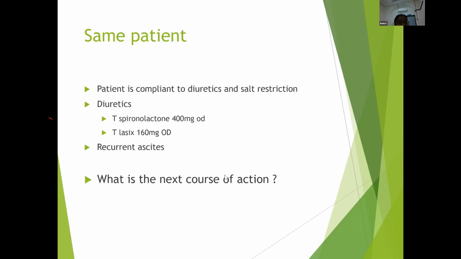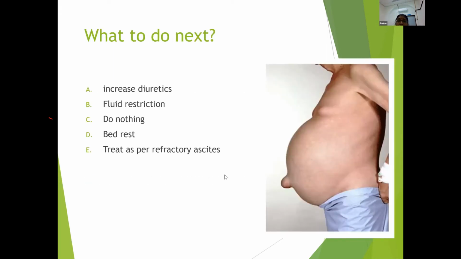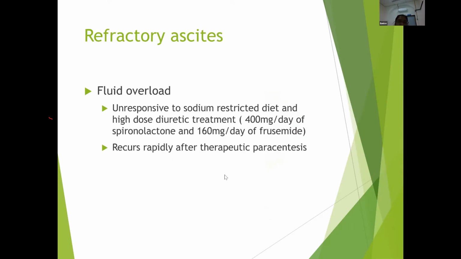Okay, if the same patient is compliant to the diuretic as well as the salt restriction, and he is already on the maximum dose of spironolactone as well as Lasix, and he still presents with recurrent ascites, what can we do for this patient? Whether to increase the diuretic, or ask the patient to restrict fluid, or do nothing, bed rest, or treat this patient as refractory ascites. So the answer is E. We treat this patient as refractory ascites.